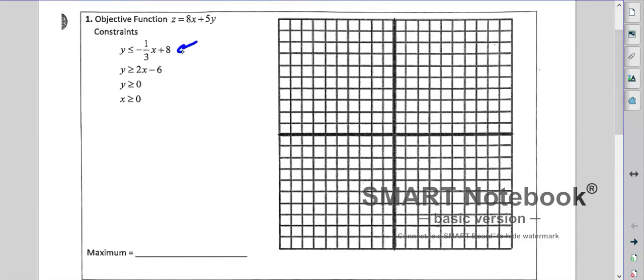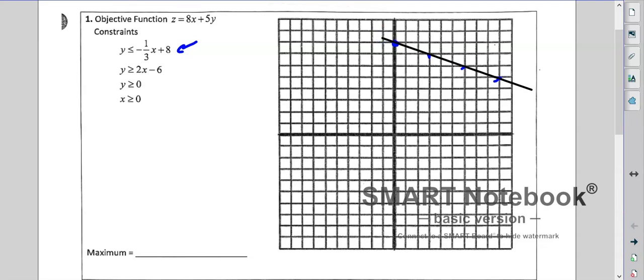The y-intercept is 8, so we go 1, 2, 3, 4, 5, 6, 7, 8. So y-intercept, not an x-intercept. And the slope is negative 1/3, which is going to go down 1, right 3. Down 1, right 3. And then I'm going to draw a line through there. Okay? Try to make it as exact as possible.